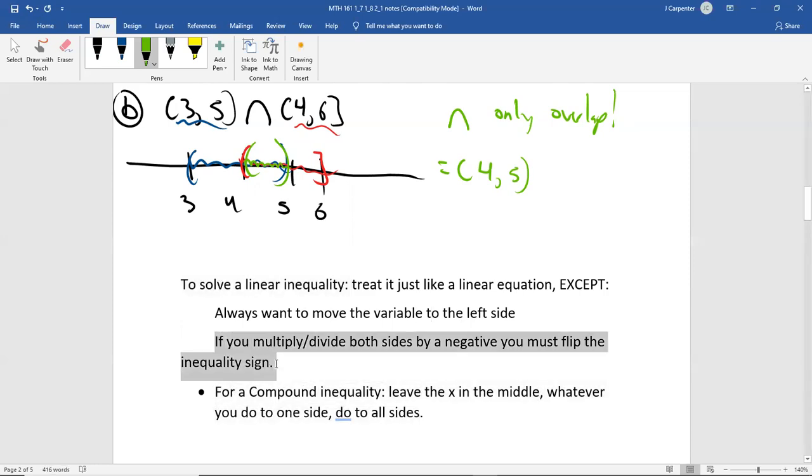But there's an if statement. This is the one minor change in equations versus inequalities. You do everything the same. Add, subtract, multiply, divide, square roots, squares, all that stuff, factor, except in the process of solving the inequality. I keep saying the wrong word, I keep looking at the word equation. That's my fault here. If you multiply or divide both sides by a negative, you must flip the inequality sign.